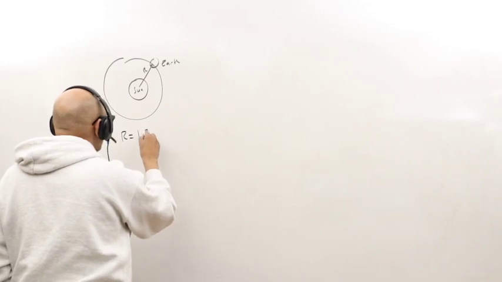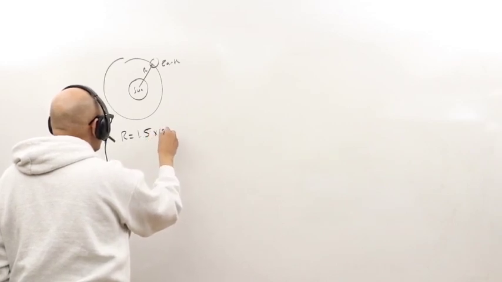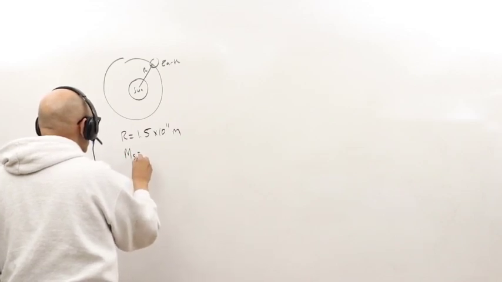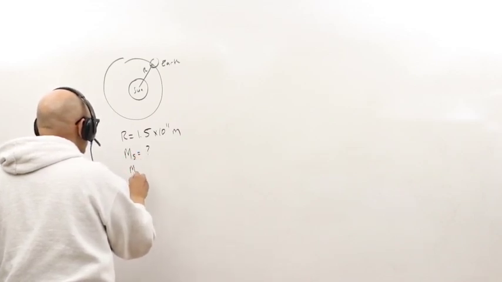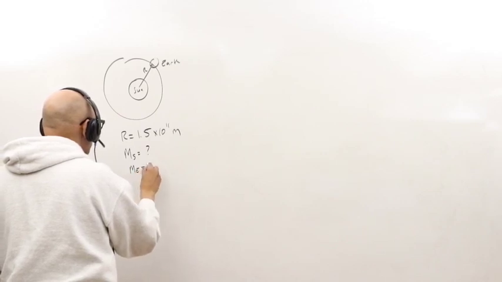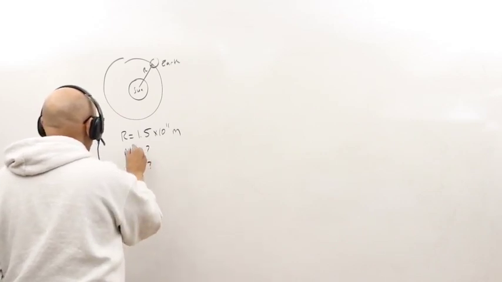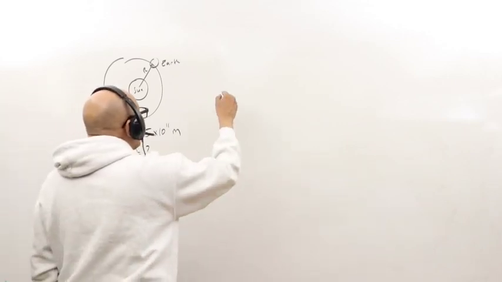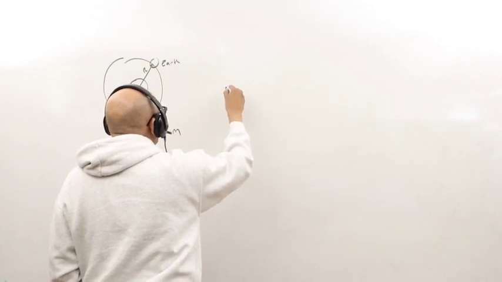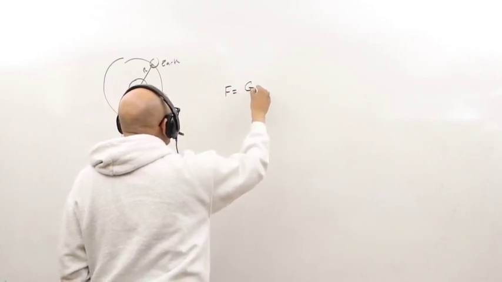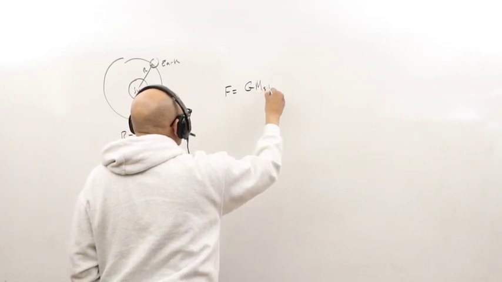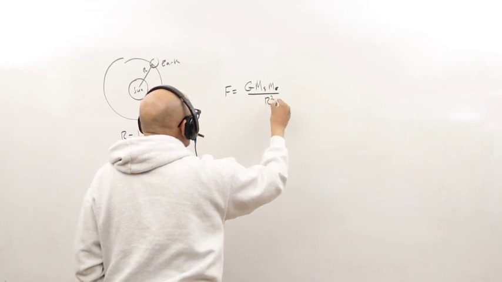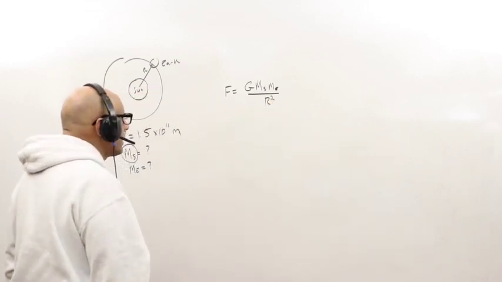1.5 times 10 to the 11 meters, the radius of the Earth's orbit around the Sun, and we have to find the mass of the Sun. The mass of the Earth is negligible. We don't know what it is, but this is what we're trying to find, the mass of the Sun. So we know the force of gravity. If it's a circular orbit, the force of gravity is equal to G, the mass of the Sun, times the mass of the Earth over R squared, by using Newton's law of gravity.